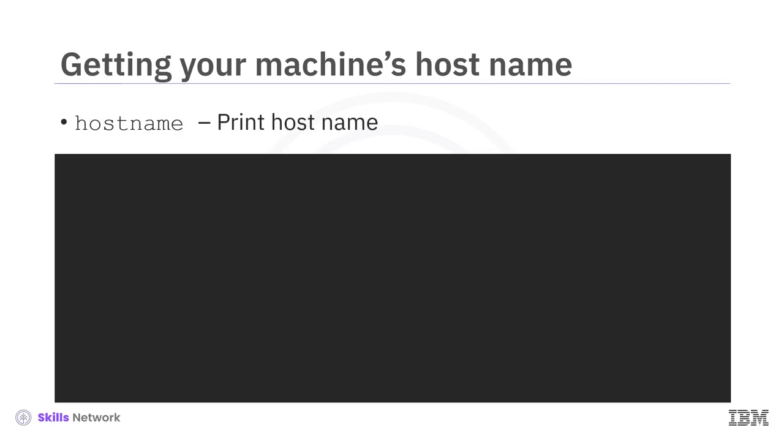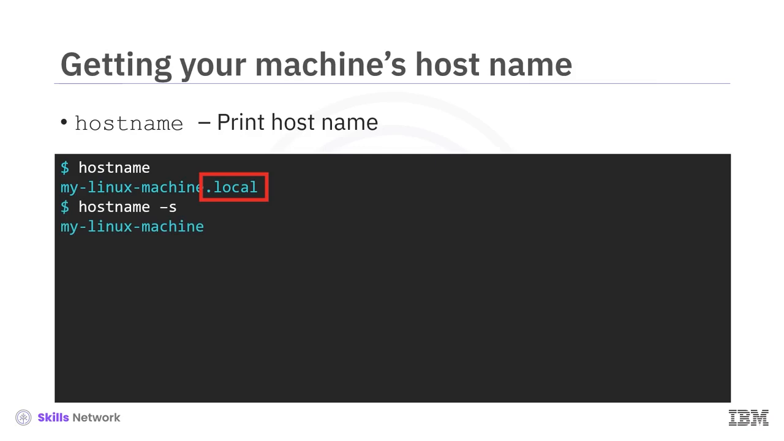The hostname command is used to get or set the hostname and other information which uniquely identifies your computer. Entering the hostname command without any options returns the hostname of your machine, which in this example is mylinuxmachine.local. The .local suffix appears in the hostname if your machine has local domain set. To drop the domain suffix, you can include the -s option. If you use the -i option, hostname will provide the IP address of the hostname.